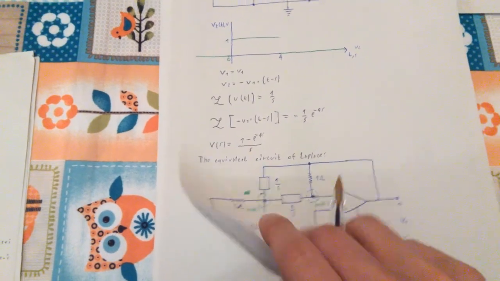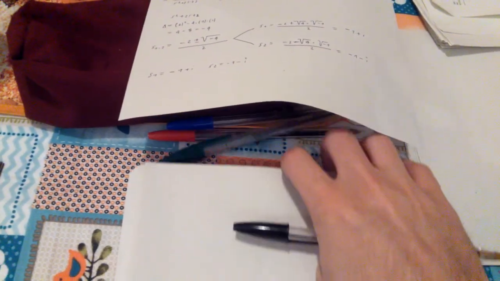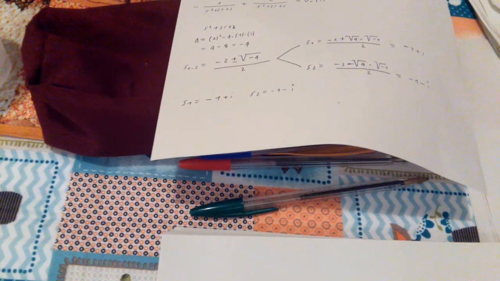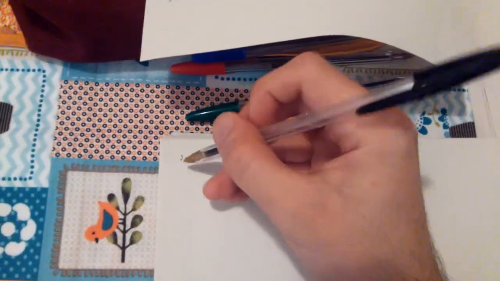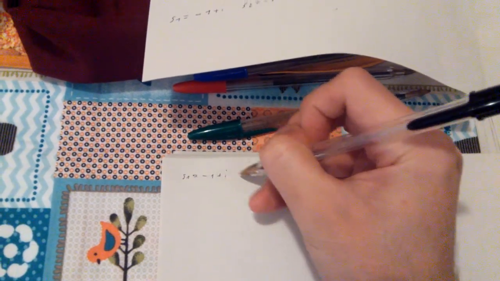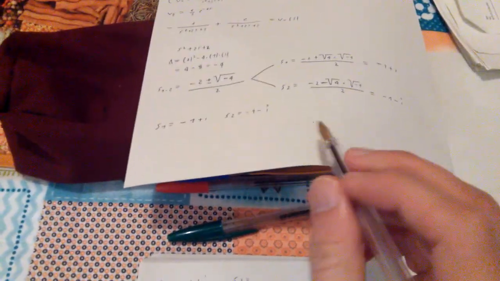I don't have room here, because I wrote everything here, so I'm going to use another piece of paper. Anyway, so there we go. Let's just try to keep things visible. Okay, so I'm going to rewrite those here: we said that s1 was negative 1 plus i, and s2 is negative 1 minus i.